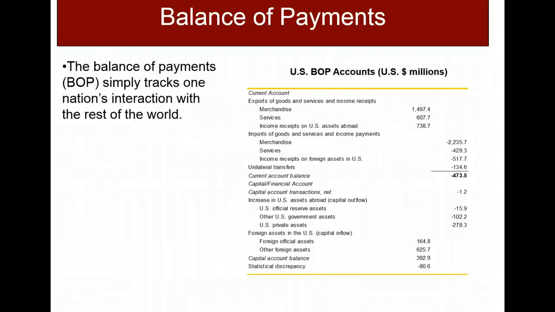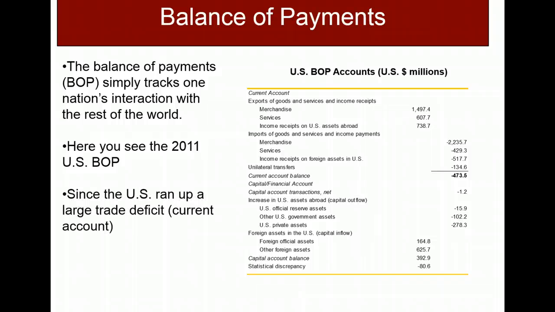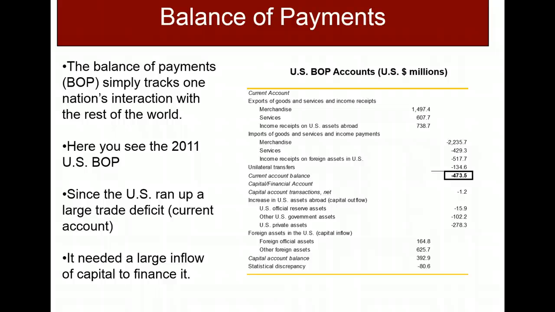Now look at the balance of payments here. This is an example, and you can see we've got the current account and the capital and financial accounts down here. Basically this tracks the interaction one country has with the rest of the world. This is 2011 data, and you can see that the United States ran a rather large trade deficit, or current account deficit, most of which was trade. To pay for that, we needed a large flow of money coming in to finance it, and we see that over in the capital account.